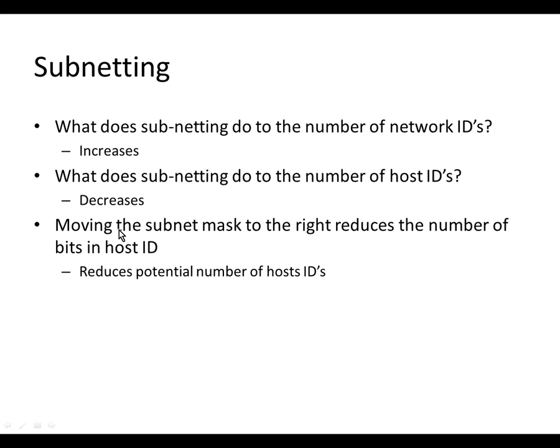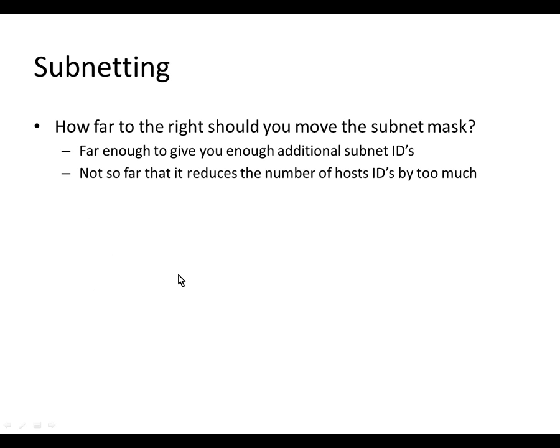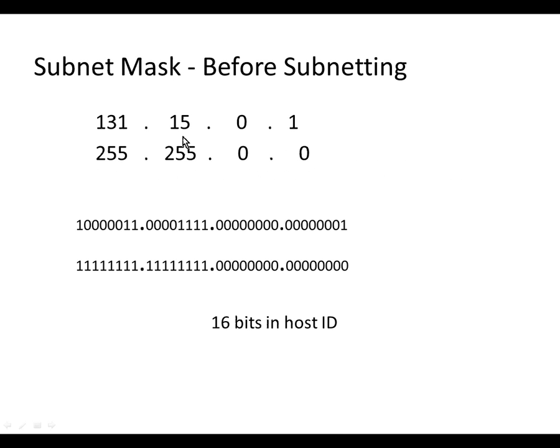In other words, moving the subnet mask to the right reduces the number of bits in the host ID and reduces the potential number of host IDs. So how far to the right should you move the subnet mask? The answer is far enough to give you additional subnet IDs, but not so far that it reduces the number of host IDs by much. So this is our original configuration, 131.15 with a subnet mask of 255.255.0.0. That's a 16-bit subnet mask, and there's 16 bits in the host ID.